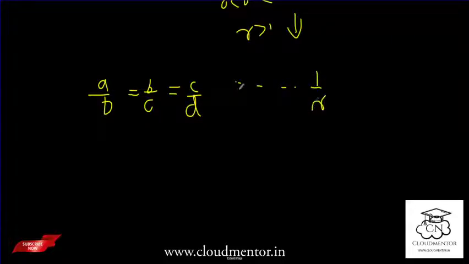And if the first term of a GP of n terms is A and the last term is L, then the product of all the terms of the GP is (AL) raised to n by 2. The product of all the terms of the GP will be equal to (AL) the whole raised to n by 2.